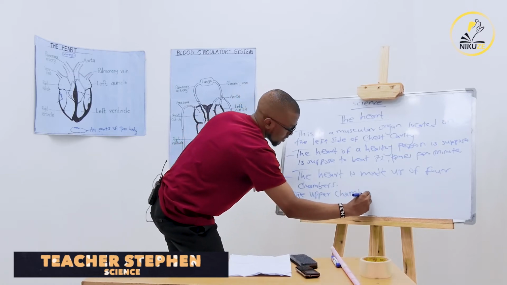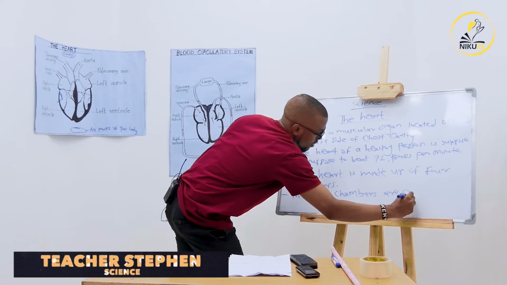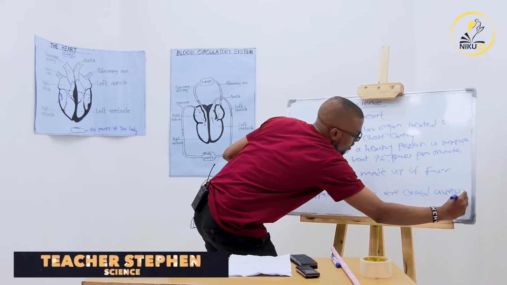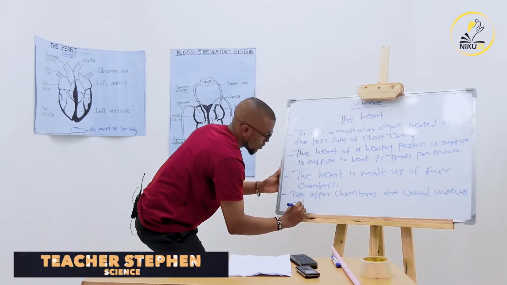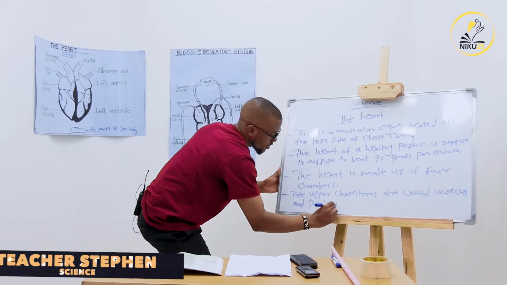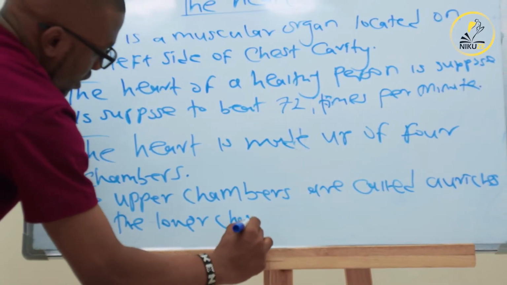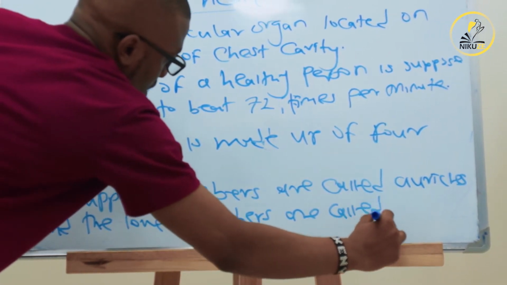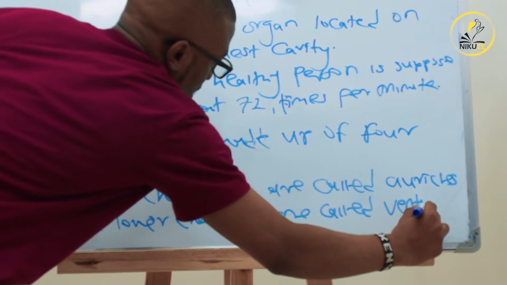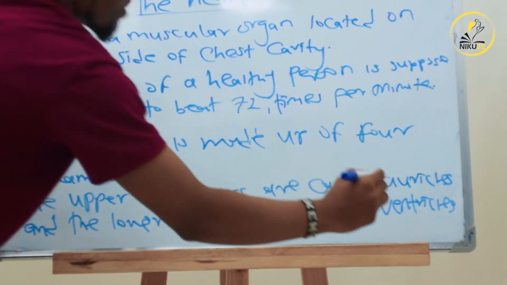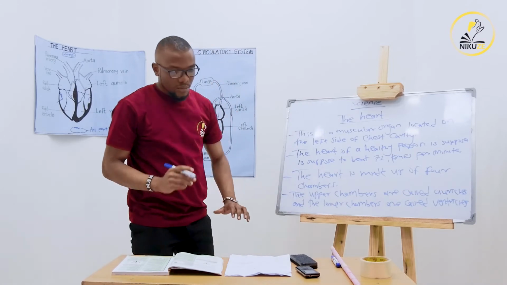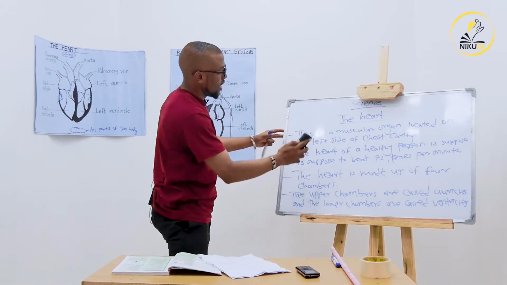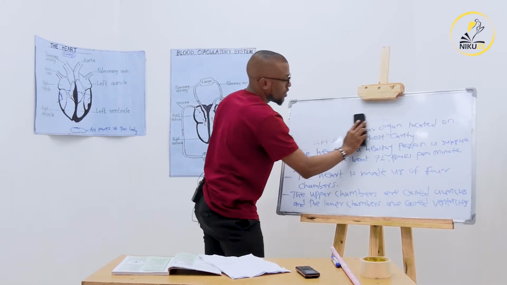The upper chambers are called auricles, and the lower chambers are called ventricles. The heart is made up of 4 chambers, and we saw them. The upper chambers are called auricles, and the lower chambers are called ventricles.